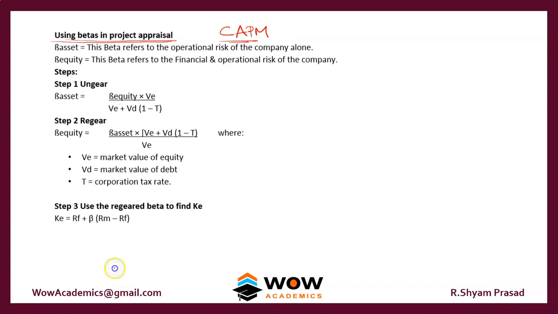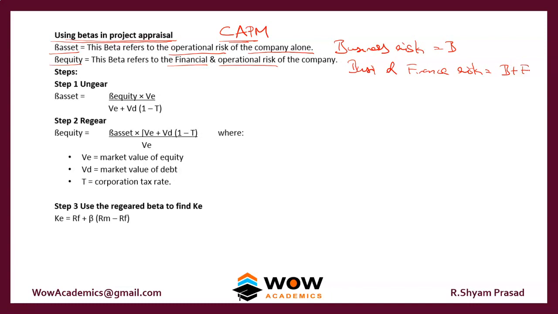So first we'll understand like this. There's something called asset beta. So this beta refers to the operational risk of the company alone. So we can say this is the business risk, or simply we'll refer to it as B alone. Equity beta refers to the financial and operational risk of the company. So if you take this, it includes both business and finance risk.